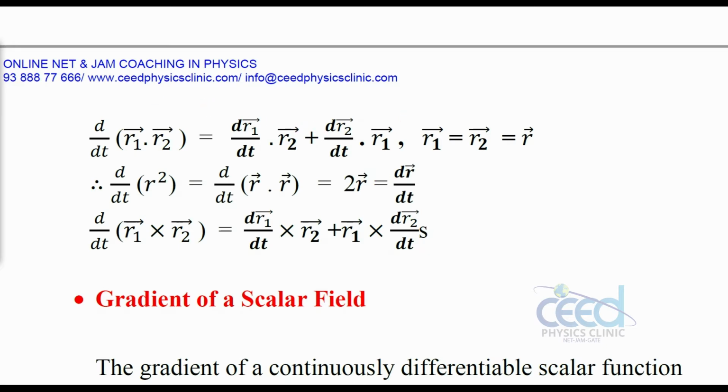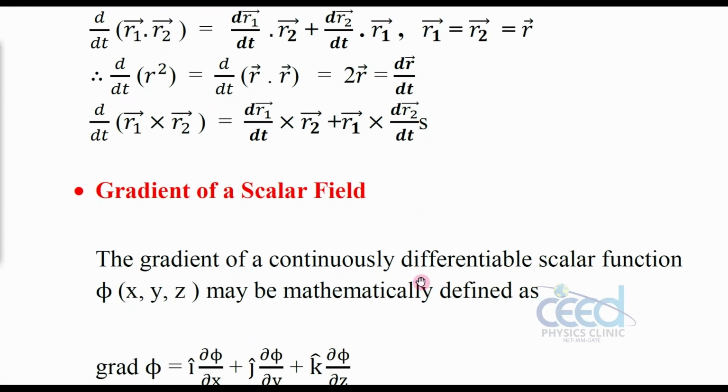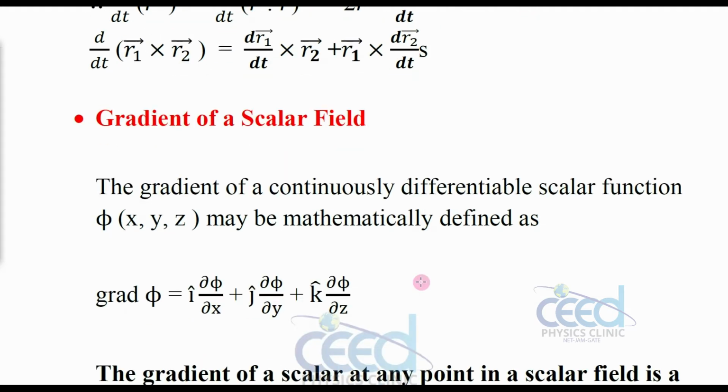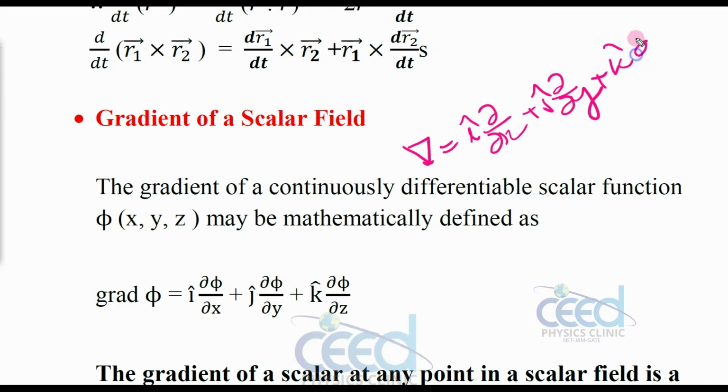Now we can come to the gradient of a scalar field. What is the gradient of a scalar field? Before defining the gradient, we can define an operator del. Del is defined as i cap dou by dou x plus j cap dou by dou y plus k cap dou by dou z. This means that in a three-dimensional system, the rate of change of a physical quantity in all directions, we can represent by this operator del.